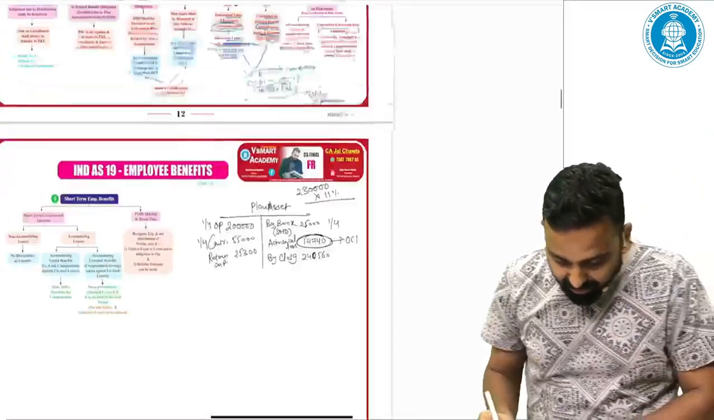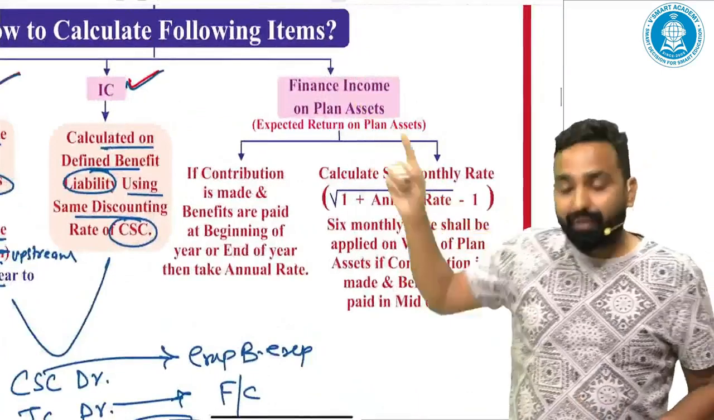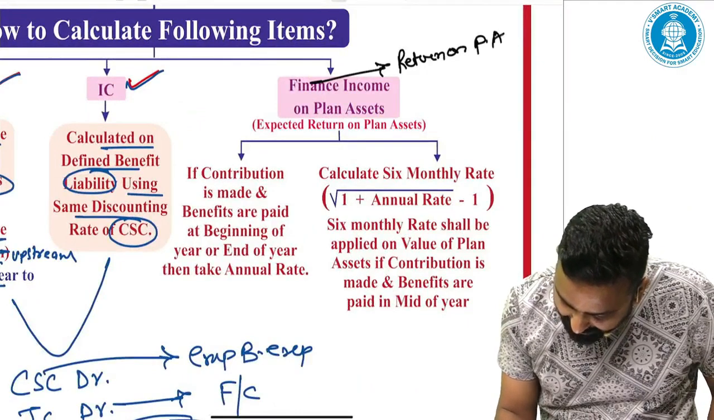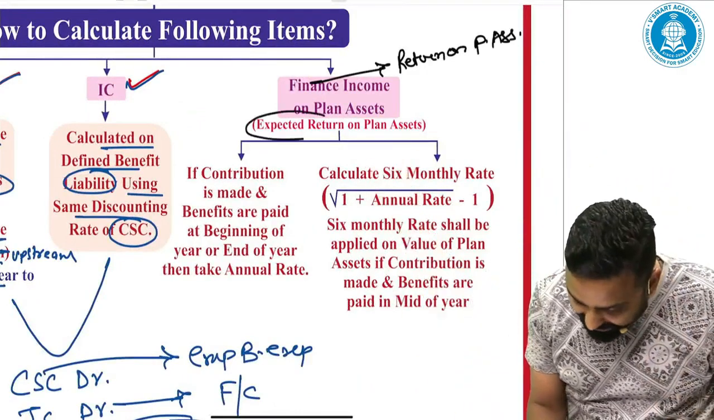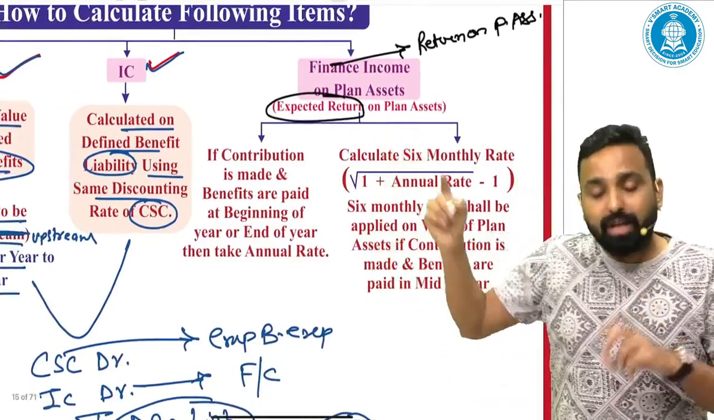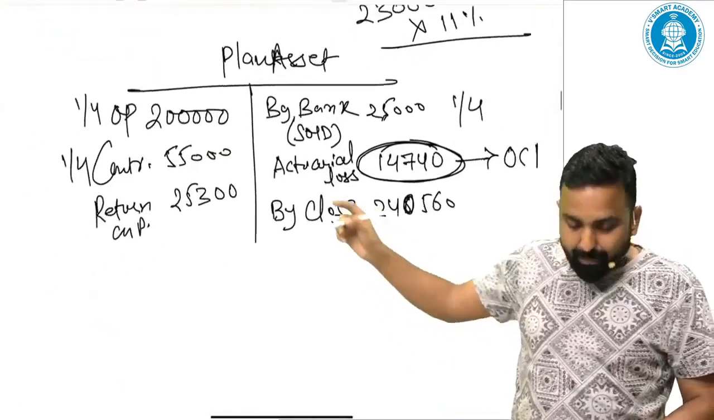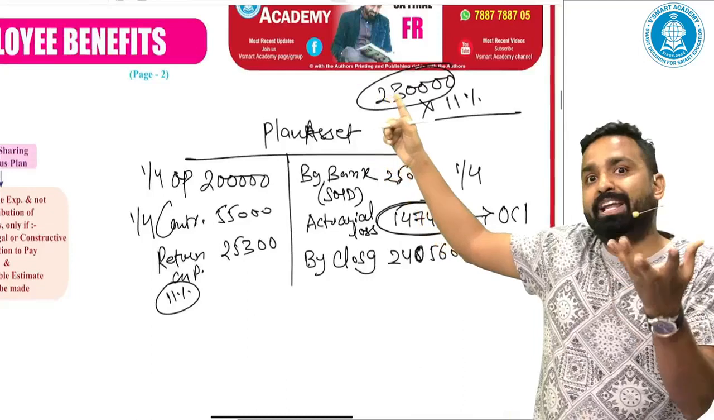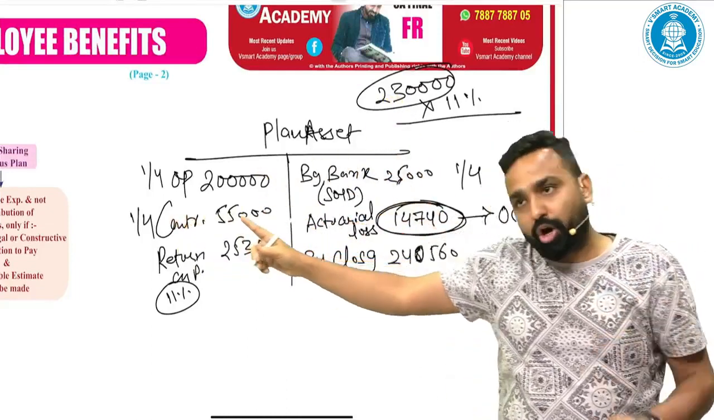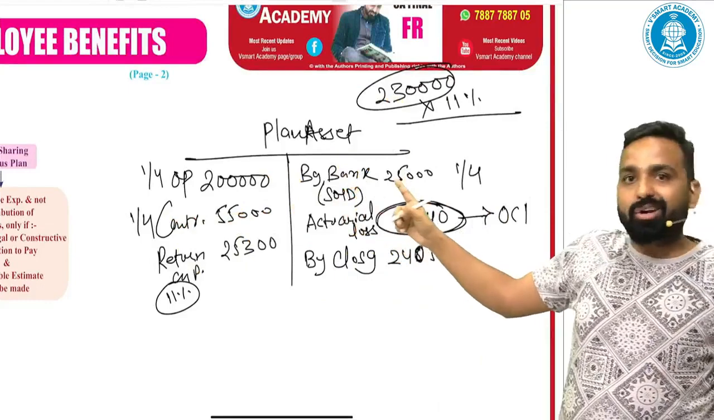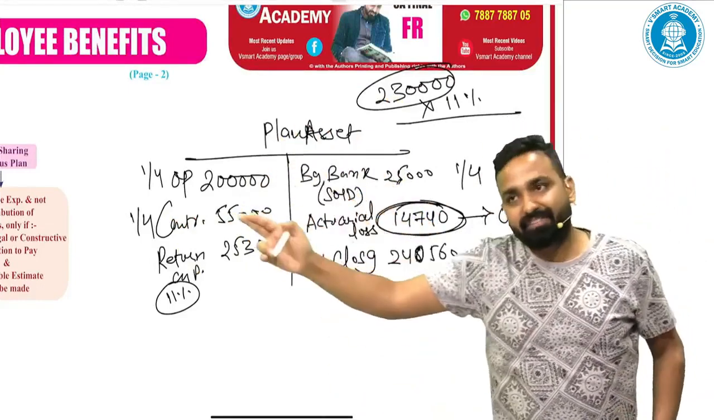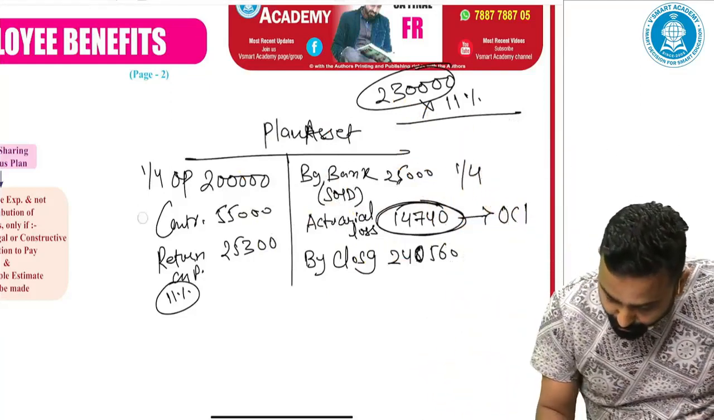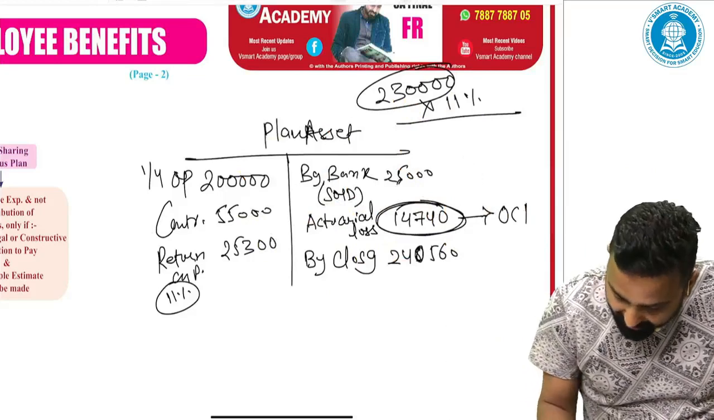So now look at the chart. Finance income means the return on plan asset. Finance income you have to calculate based on the expected return. Now, how will you apply the percentage? If you look at this, we applied the return percentage of 11% on 230, and 230 was the opening figure: opening balance plus contribution on the opening date less selling on the opening date. And hence, the net effect of the opening date we took and we applied 11%. Sometimes the date of contribution and date of sale may be the year end.